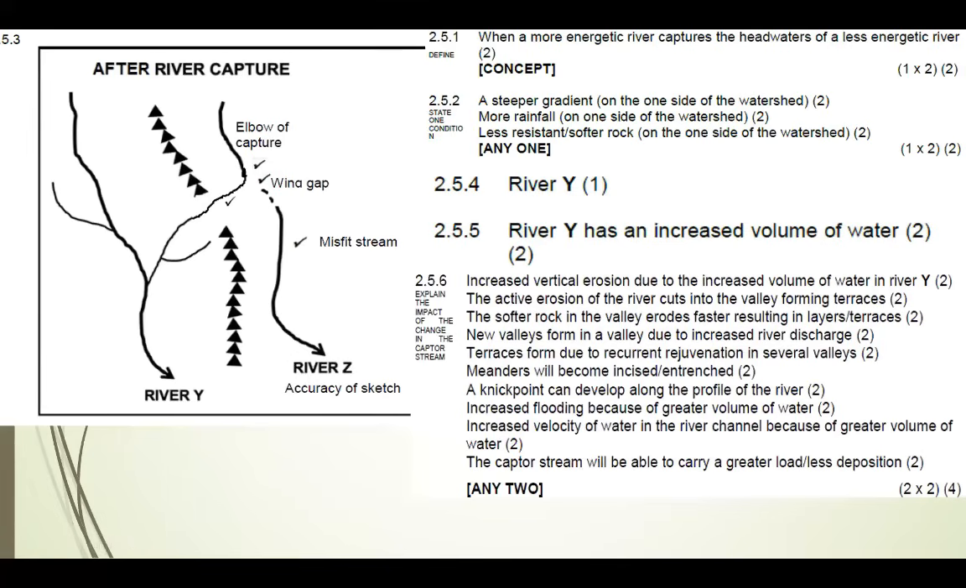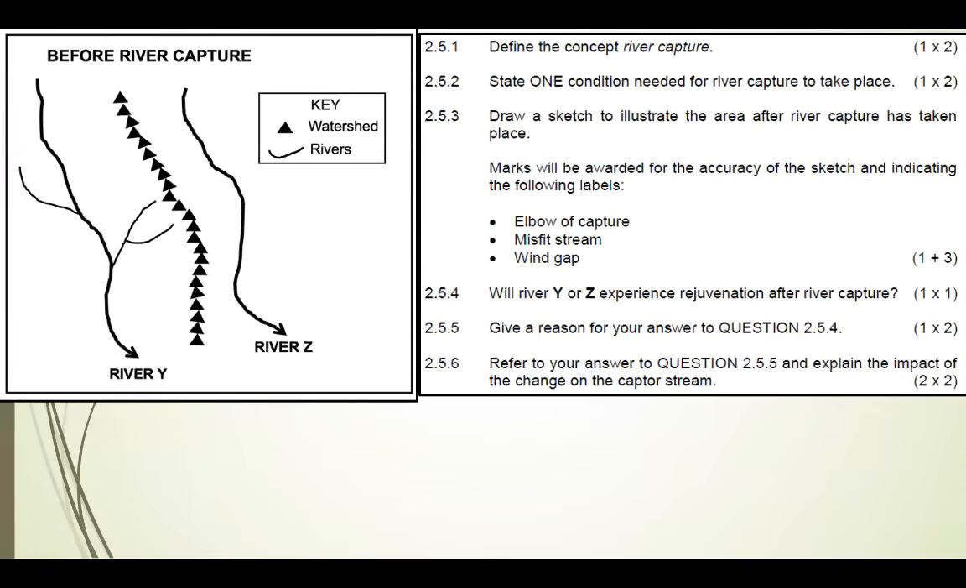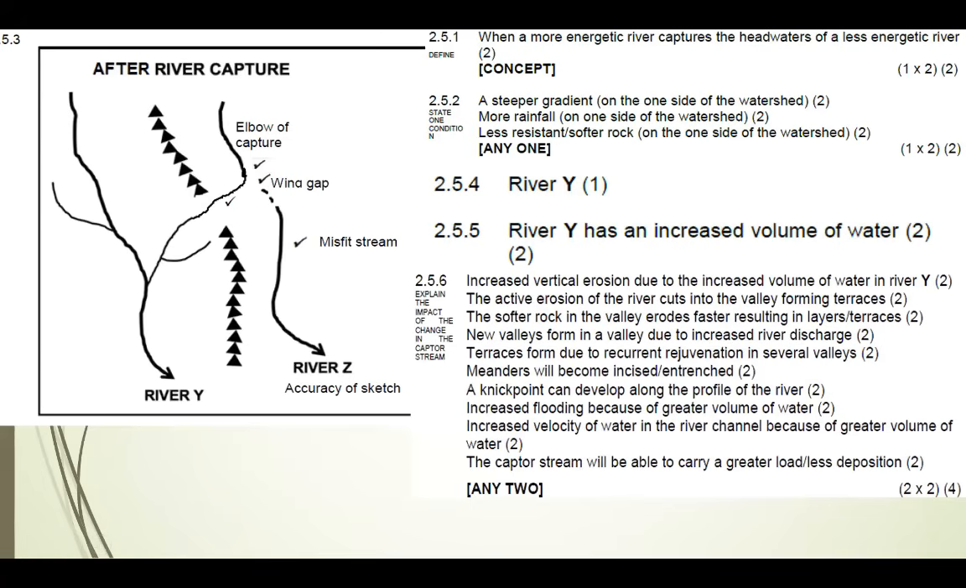Now, the question says, draw a sketch to illustrate the area after river capture has taken place. You can see here, river capture has not taken place. So we still have the watershed. Abstraction has not taken place, though headward erosion is still taking place, but it has not yet cut through the watershed. Now, let's see what has happened.